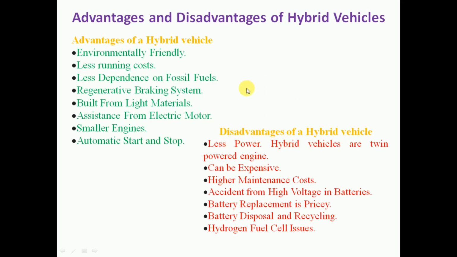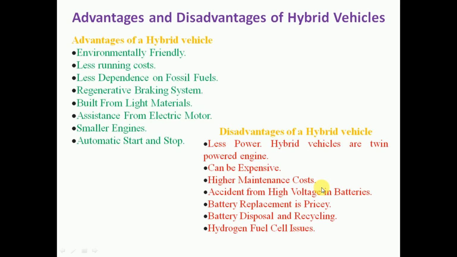Even though there are so many advantages, the hybrid vehicles also have some disadvantages. The disadvantages of hybrid vehicles are less power. These hybrid vehicles are twin powered. That means we are going to use the motor, and an electric powered vehicle will obviously have less power. Then if you use a small engine for these hybrid vehicles, it also provides lesser power. Can be expensive, that means the initial cost is higher for this one. Higher maintenance cost.